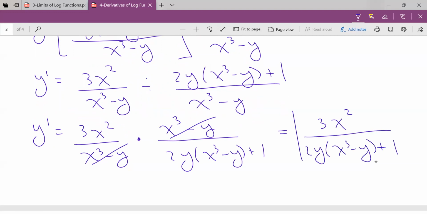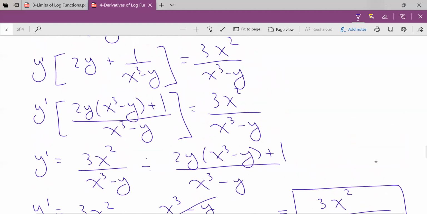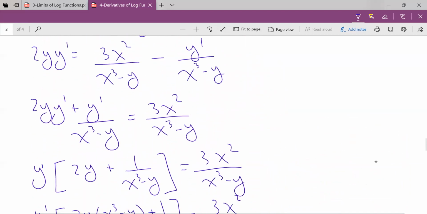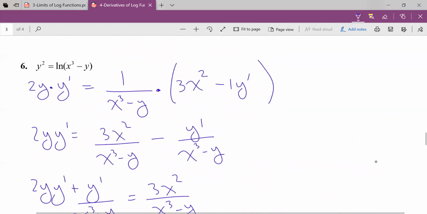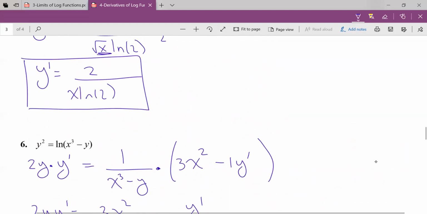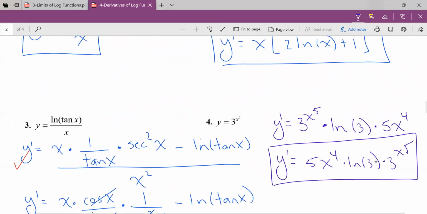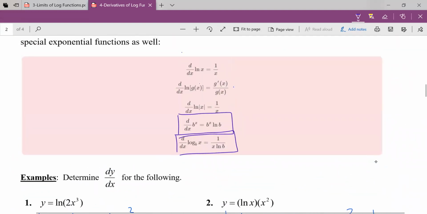There we go. Okay, so implicit differentiation, just like before, can be ugly. Look at all that work we just did, right? That was a lot. So again, your derivative laws are on your formula sheet. It's just really about recognizing which one of them you're going to use and applying it, just like that.